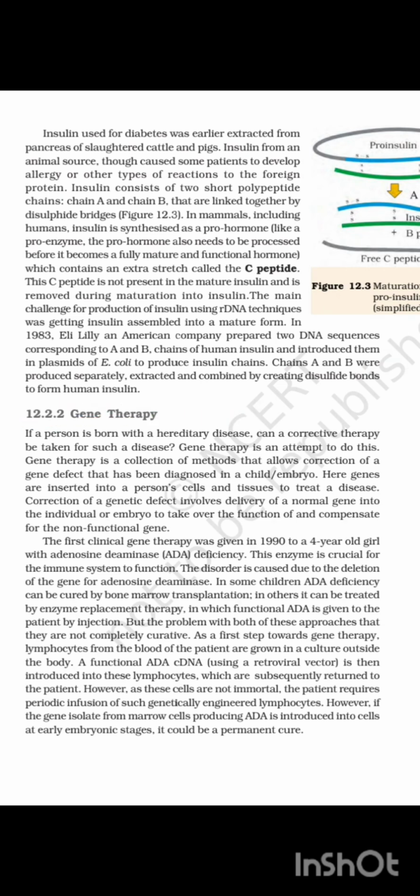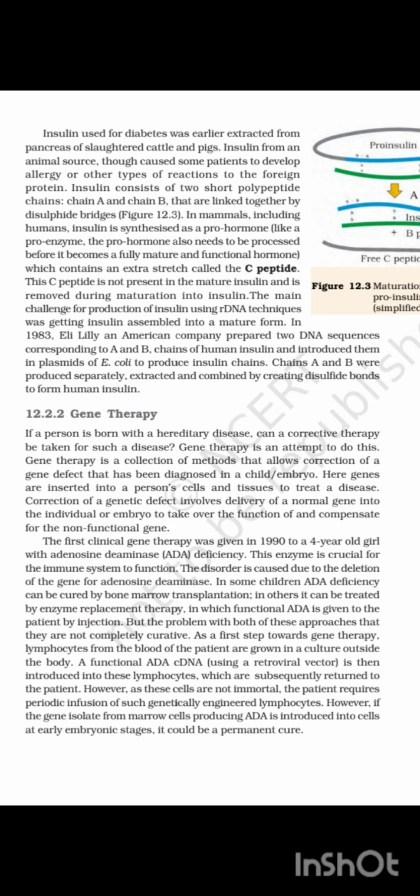12.2.2 Gene therapy. If a person is born with a hereditary disease, can a corrective therapy be taken for such a disease? Gene therapy is an attempt to do this. Gene therapy is a collection of methods that allows correction of a gene defect that has been diagnosed in a child or embryo. Here, genes are inserted into a person's cells and tissues to treat a disease. Correction of a genetic defect involves delivery of a normal gene into the individual or embryo to take over the function of and compensate for the non-functional gene.